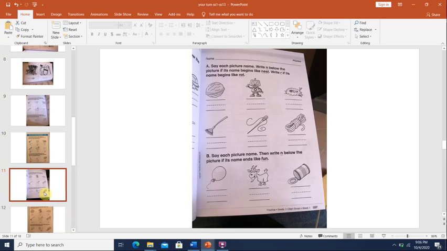Okay, here we'll be revising the letter N. N, like nose, neck, nut, nest. And we'll also be revising the letter R. R, robot, red, rainbow, rain, rope. So let's say the names of the pictures and see which one begins with R and which one begins with N. Again, N says N and R says R.